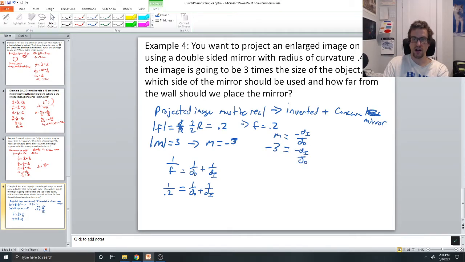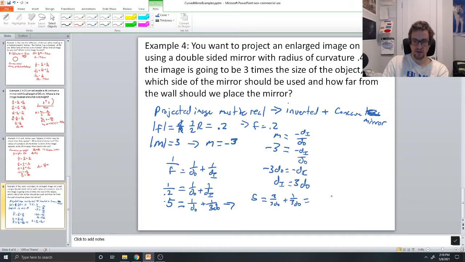Again, two variables. But now I have the same two variables and I have two different equations with them. So I say negative 3 DO equals negative DI. That means DI equals 3 DO. I can plug that in here. So I got 5, right? Because 1 over 0.2 is 5 equals 1 over DO plus 1 over 3 DO. Okay. Common denominator of this thing. 5 equals 3 over 3 DO plus 1 over 3 DO. That equals 4 over 3 DO. Multiply both sides by 3, so I get 15 DO equals 4. That means DO equals 4 over 15.